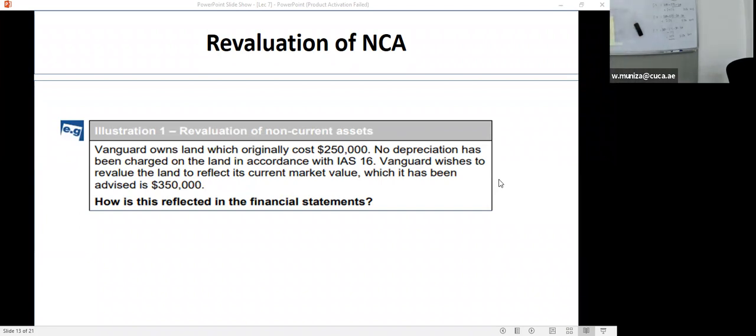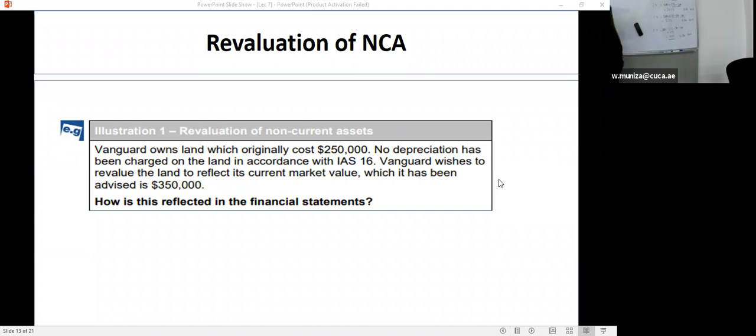What accounting entry are we going to pass? Debit, non-current asset cost account with an amount of 100,000. Credit will be revaluation surplus account with an amount of 100,000. Clear? This will be the accounting entry which has to be passed.